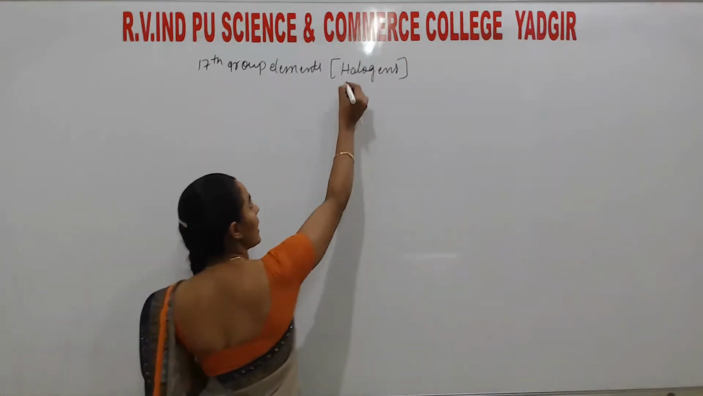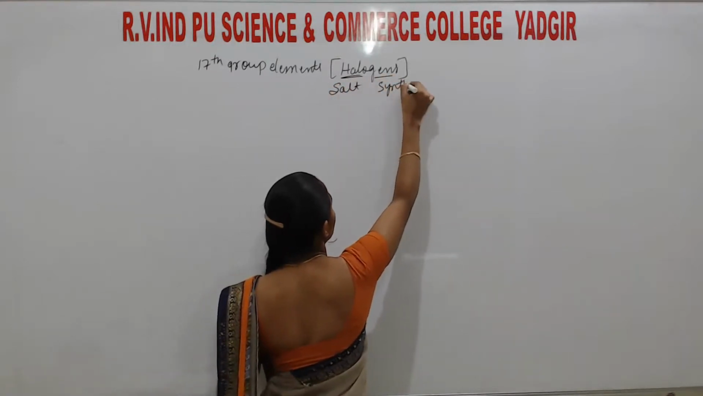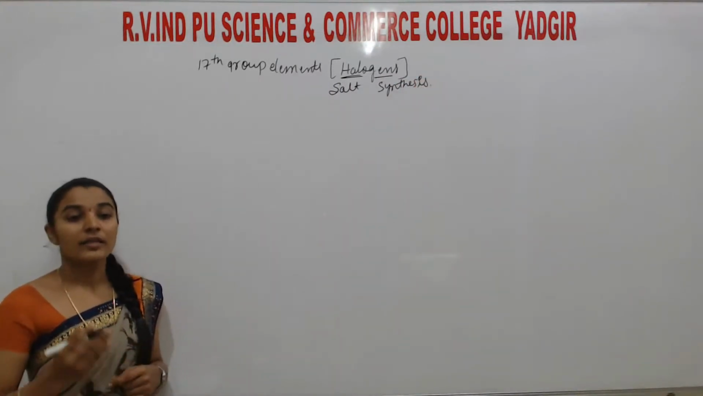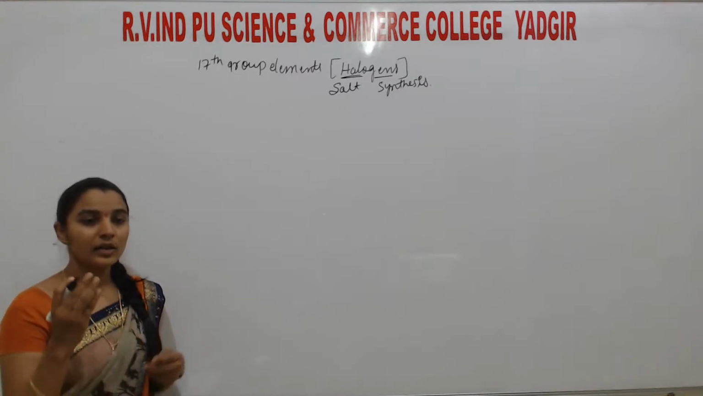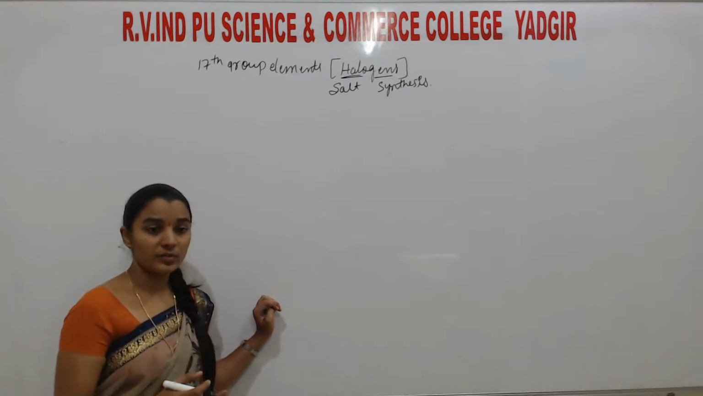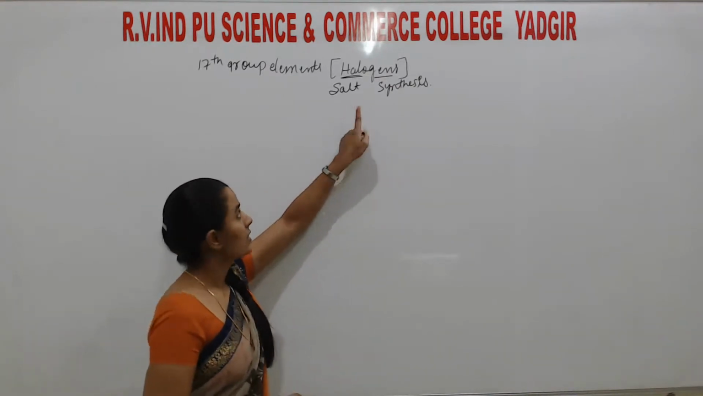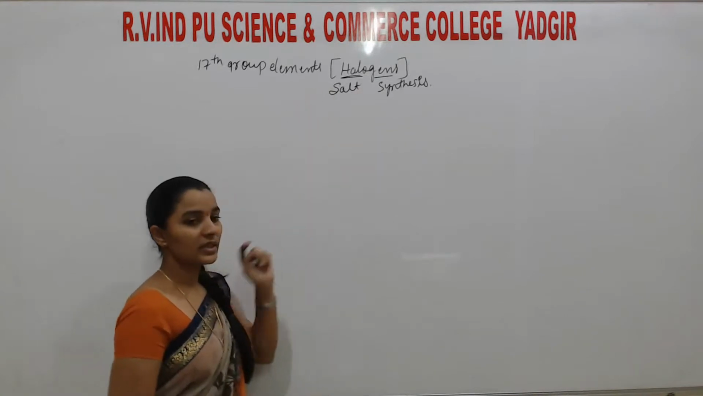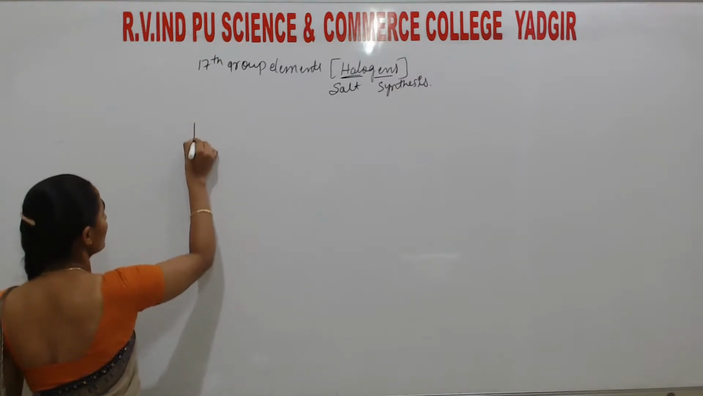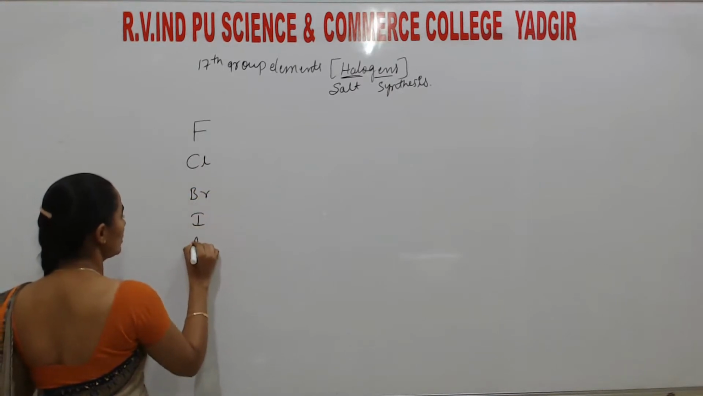Why? Halo means salt, gen means producer. So when these group 17 elements combine with other elements, they form salts like NaCl, NaF, HF, HCl, KCl, MgCl2, MgBr2, like that. If they combine with any metals, they form salts. So they are salt-forming elements, that's why they are called halogens. The elements present are fluorine, chlorine, bromine, iodine, astatine.